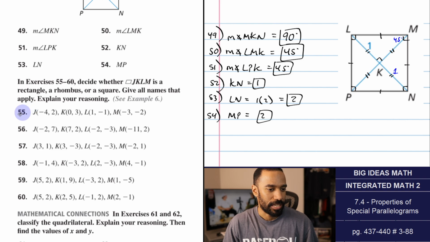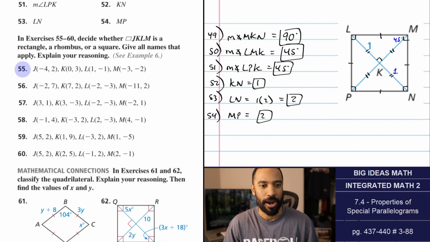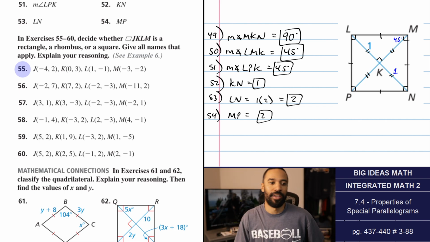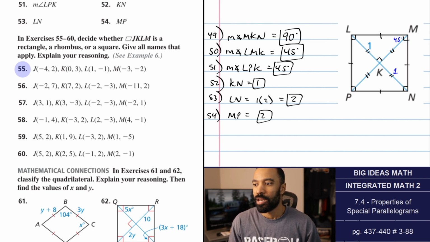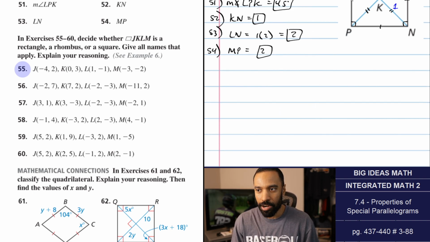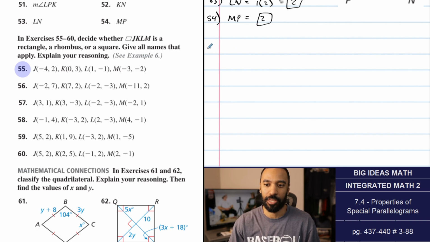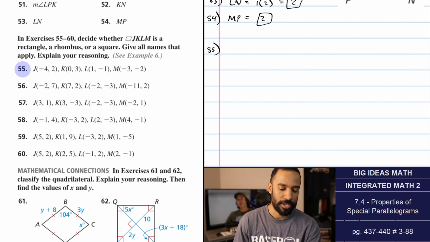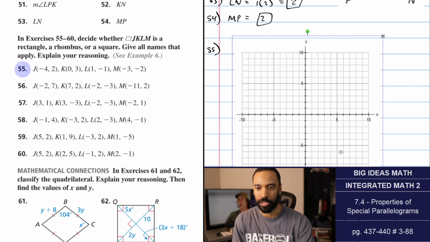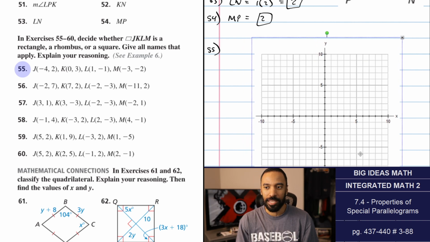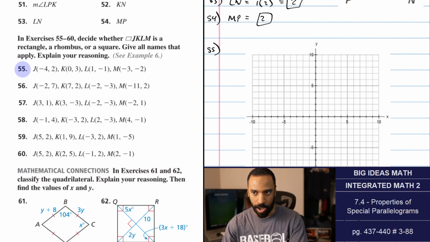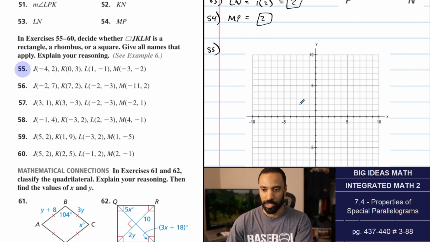Okay. In exercises 55 to 60, decide whether parallelogram JKLM is a rectangle, a rhombus, or a square. Give all names that apply. Explain your reasoning. Now, there are a lot of ways, and use graph paper for this stuff, but there are a lot of ways that you can go about identifying these things because it's based off any of the properties that you do know and to make conclusions off of. However, the easiest ones when you have the diagram drawn, especially based off the lecture portion, is to work off the diagonals.